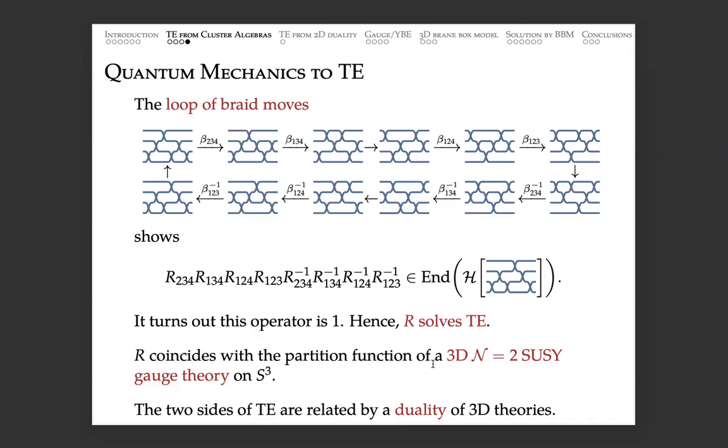So the tetrahedron equation turns out to be the statement that these two big 3D theories, representing the two sides of the tetrahedron equation, are actually dual to each other. Okay, so that's the conclusion we have achieved in my first work.